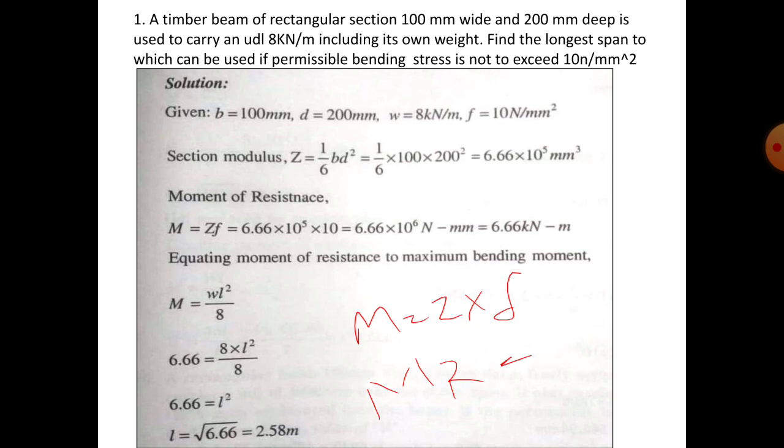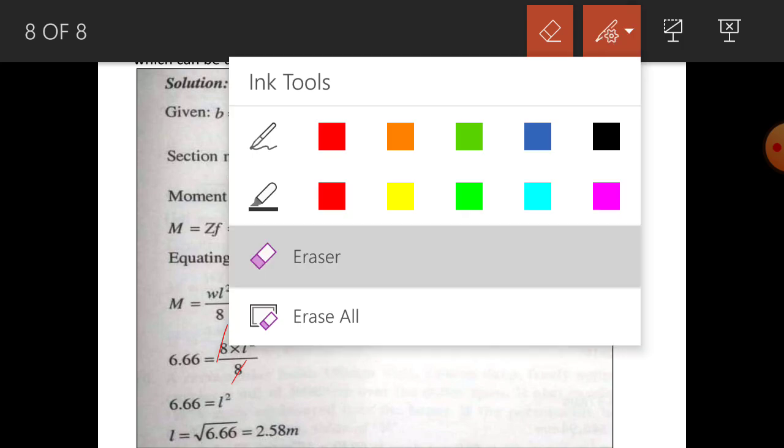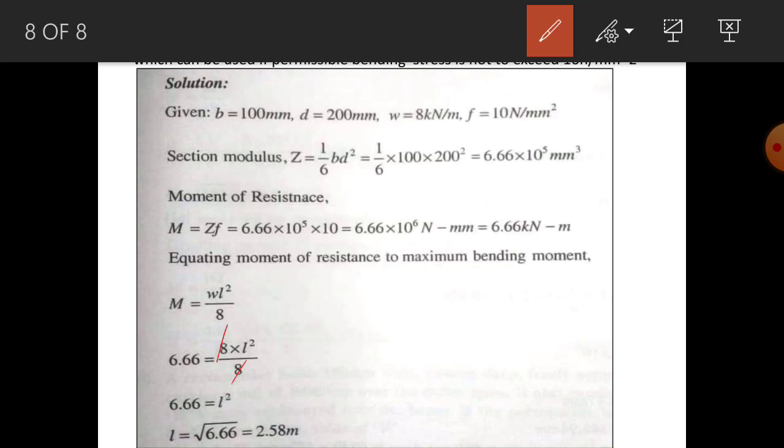8 and 8 get cancelled. It becomes L square is equal to 6.66. So if you take the square root, you will get 2.58 meters as the span of the beam for the maximum moment of resistance you can provide.